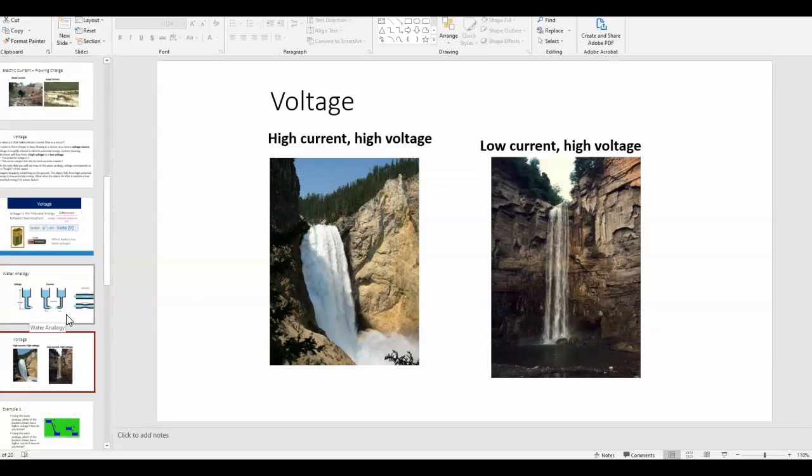Okay, so current has to do with what is actually flowing, those electrons flowing. Voltage has to do with what is causing the flowing to actually happen. Okay, so here you can see high current, low current. The voltage is high for both of these, but here, in the analogy, the voltage has to do with the height.